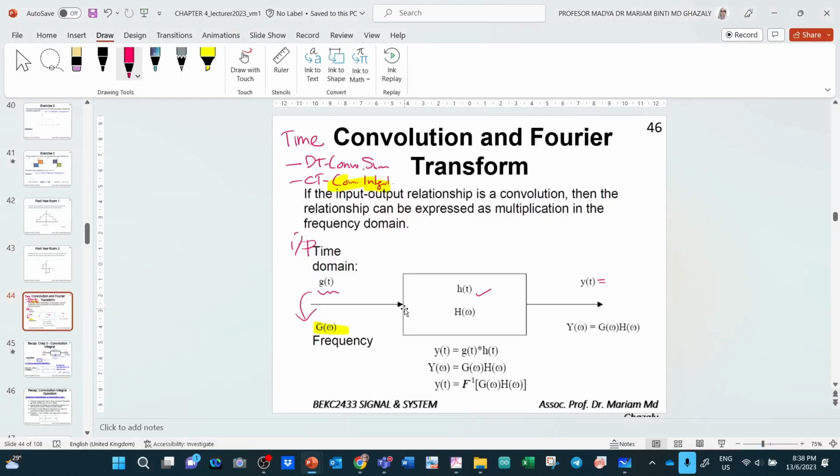So that's the beauty of using Fourier transform sebenarnya. When you have it in terms of frequency domain, then it's going to be easy to get the answer. So Y(omega) in frequency domain is equal to G(omega) times H(omega). So it's just a multiplication of the values.